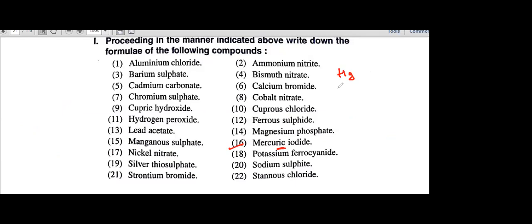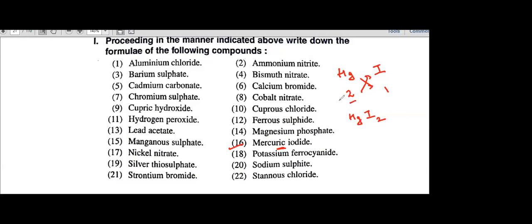Tell me, mercuric. Here the valency, sir, is 2. Here mercuric Hg, sir, Hg2, right? And what about iodine? Iodine is 1. So tell me, sir, what is the formula? Mercuric is Hg, and here I2, correct? Sir, its mercuric valency is 2, sir. Yes, that's why I have written mercuric Hg valency 2.